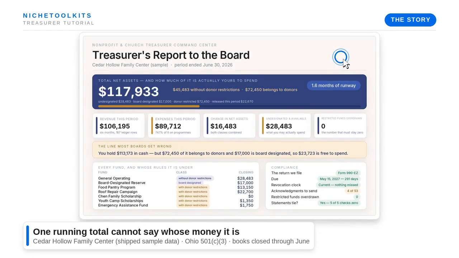Cedar Hollow Family Center is shipped sample data, not a real charity and not a customer. A 9-year-old 501c3 in Ohio, running a food pantry and an after-school program, with the books closed through June. $106,195 of revenue, $89,712 of expenses, and $117,933 of net assets.